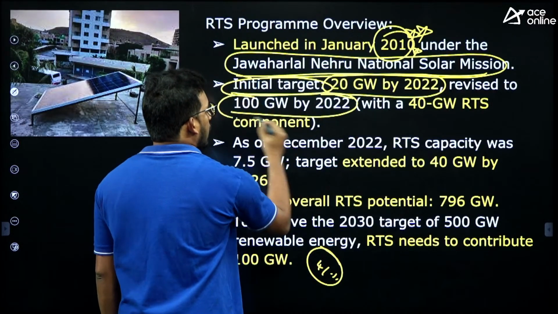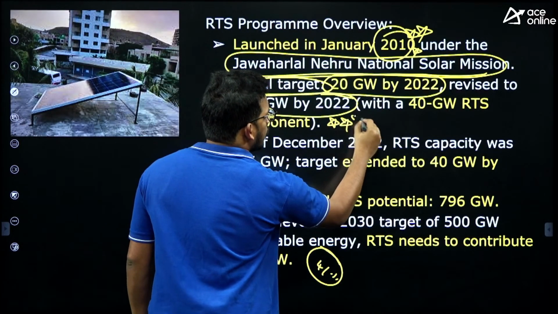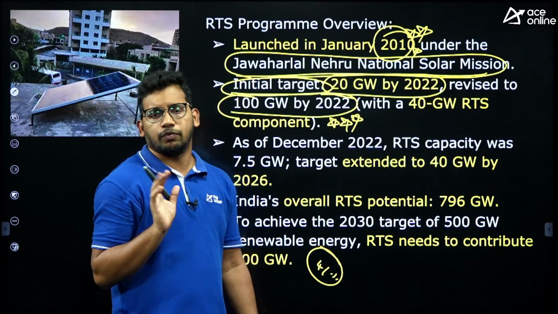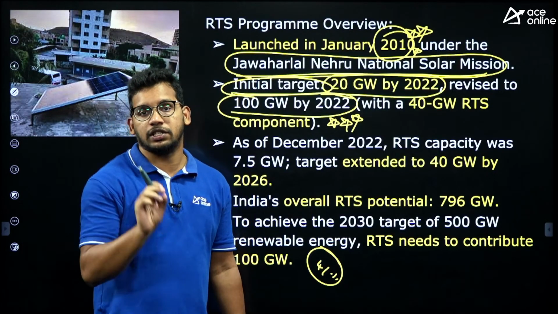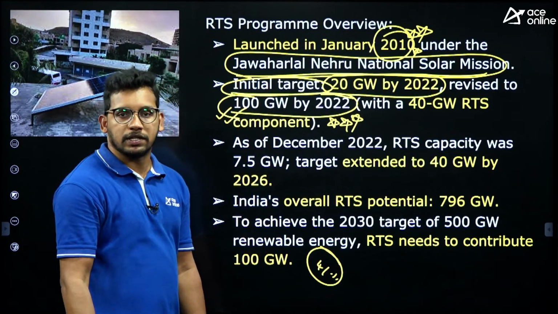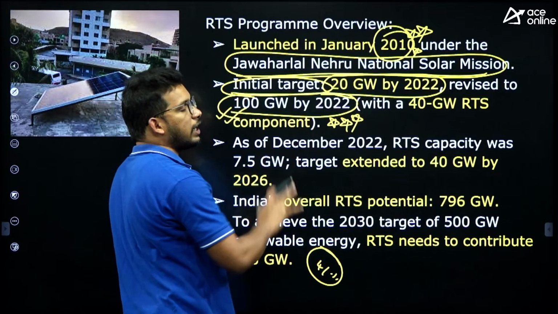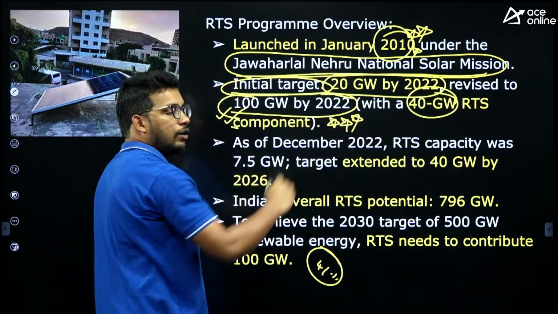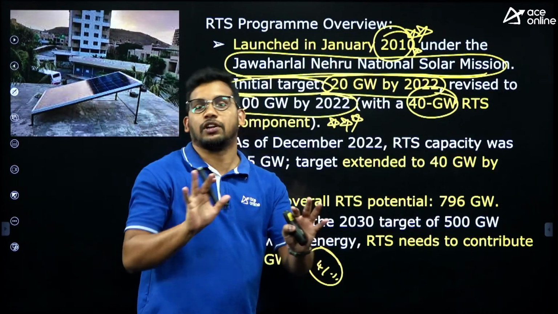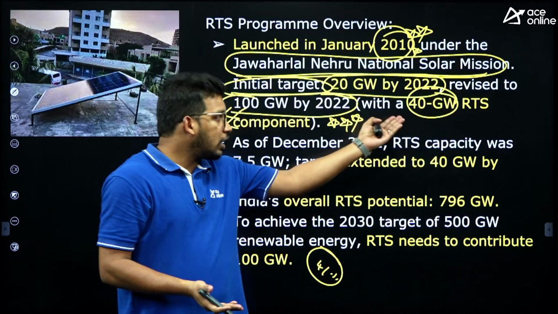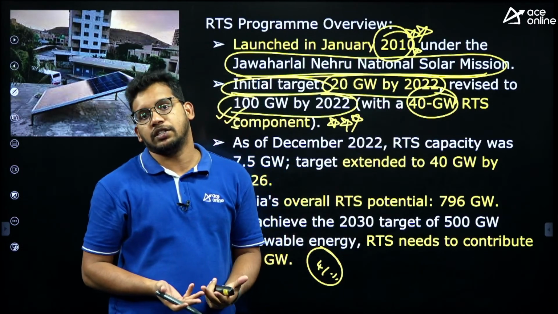The revised target was 100 gigawatts by 2022. Many times this has been asked in many exams: what was India's target of solar energy by 2022? That is 100 gigawatts, right? Out of that 100 gigawatts, 40 gigawatts were kept as the target for rooftop solar energy itself.